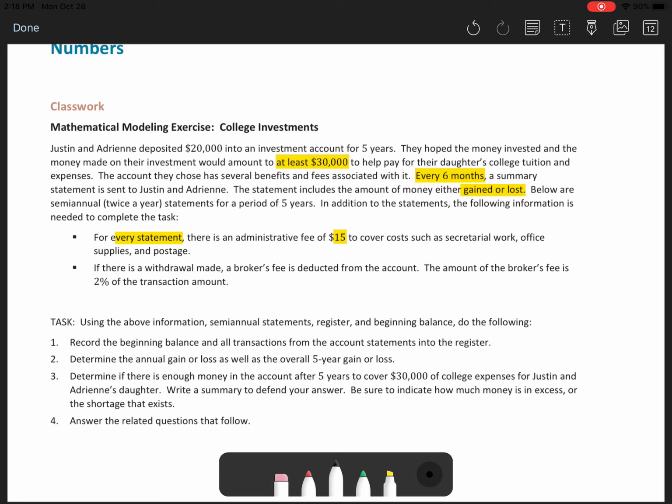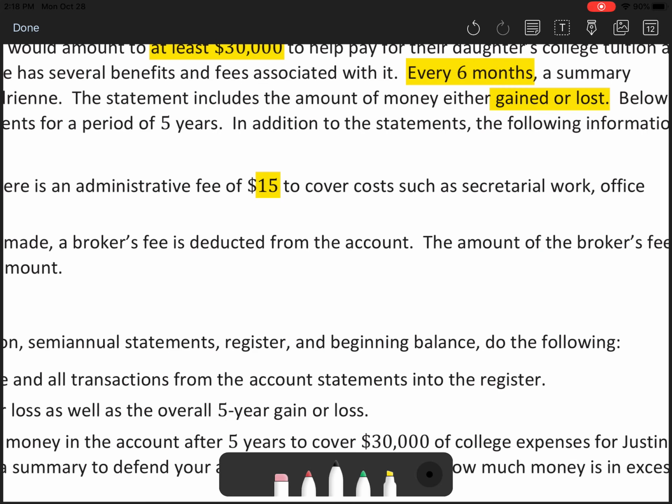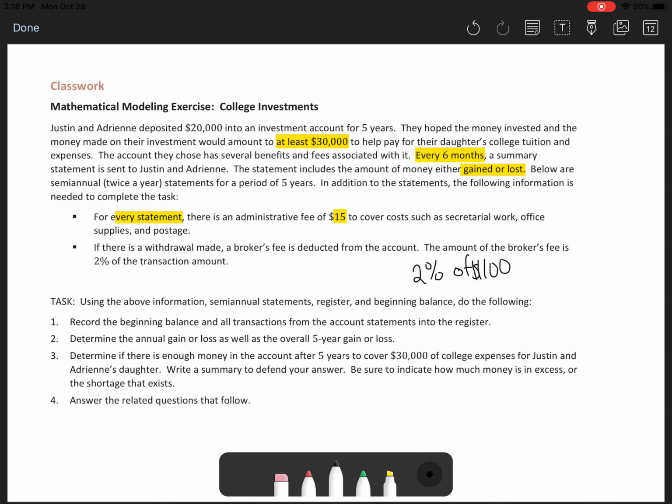So how do we find out 2%? You're just going to multiply by 2%. So if I want to know what is 2% of $100, say my deposit is $100, I'm just going to multiply 100 times 0.02, and I get $2. I'm going to get $2 as my answer. So you just multiply it by 0.02 to get that withdrawal fee, and we're going to use that in there.